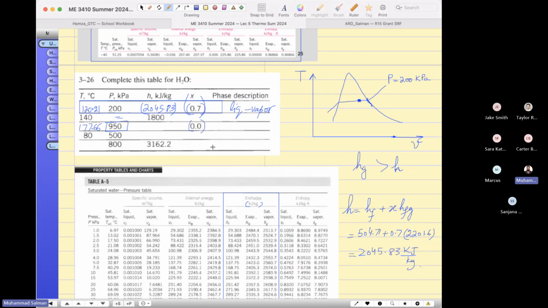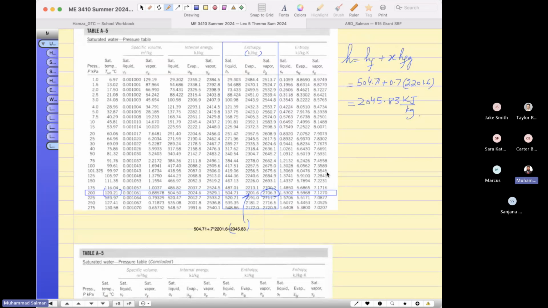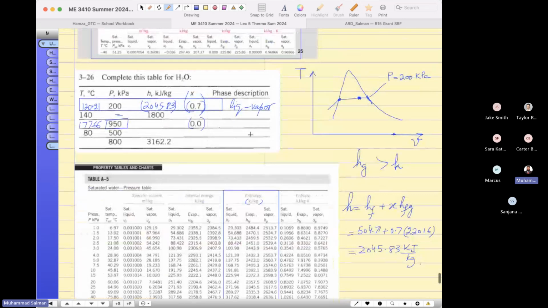This is zero. Look, zero means it is exactly on the U sub F line, the liquid line. So we need to have HF over here. So what is HF here? 752.74. This is our answer, 752.74. And this is a liquid saturated line.